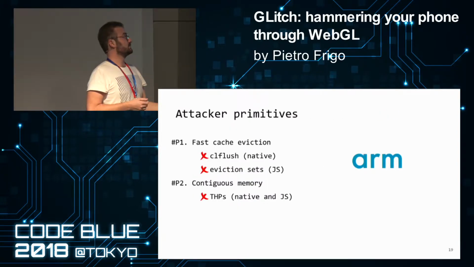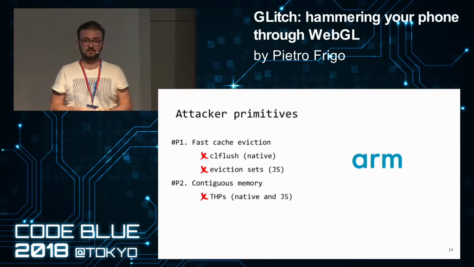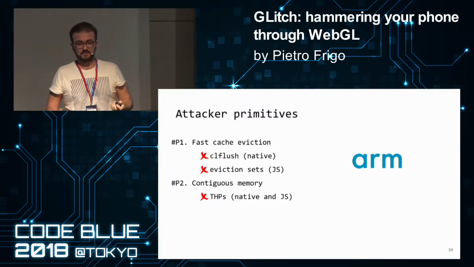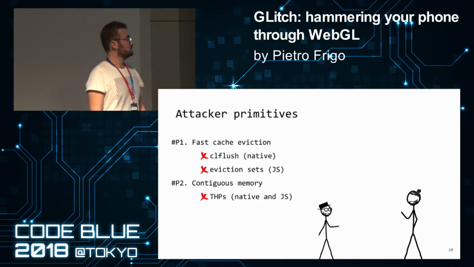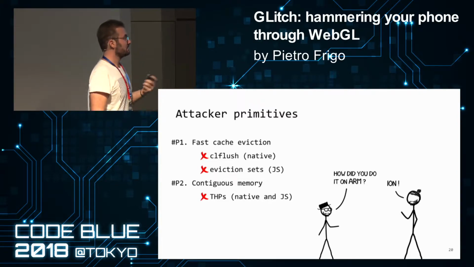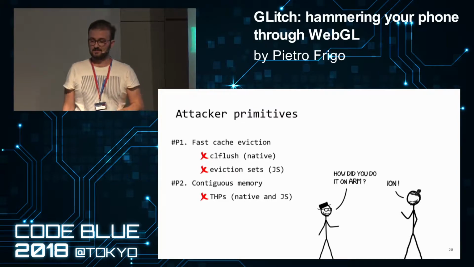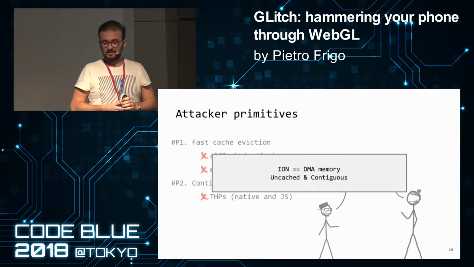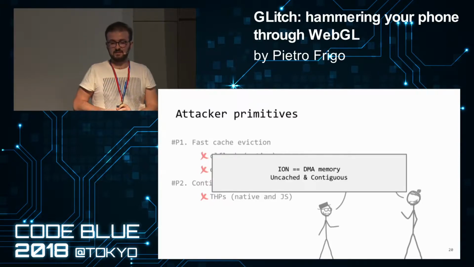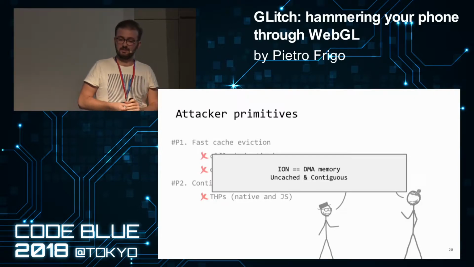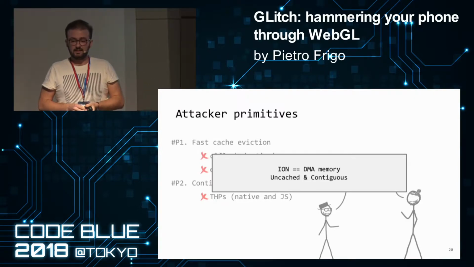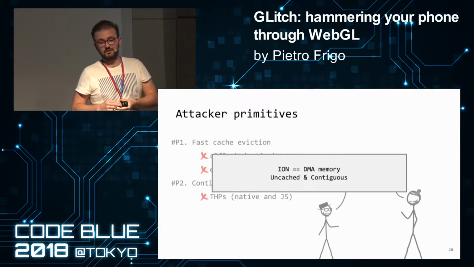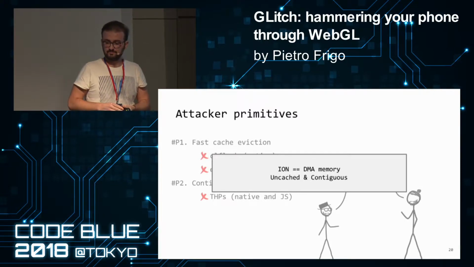And about contiguous memory, transparent huge pages are also not available. So I was wondering how Victor did it, so I asked him, how did you do it on ARM? And he answered, ION, and for me it was, okay, what are you talking about? ION apparently is an API provided by the Android kernel that provides you with DMA memory. DMA stands for direct memory access, so it's memory that usually is used by peripherals.